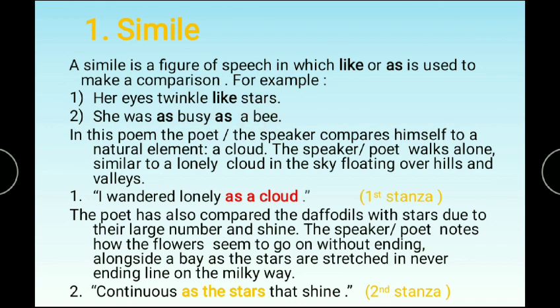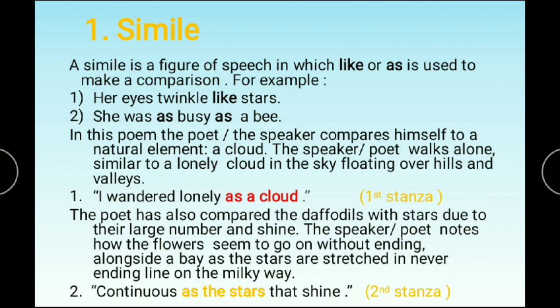And the second example, she was as busy as a bee. We can also say she was busy, but here we have given a comparison that somebody is as busy as a bee. So we have used comparative words, and the comparative words that we have used are as busy as a bee. I hope you have understood what is simile.